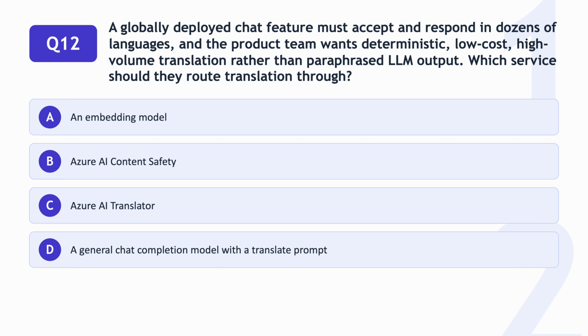Question 12. A globally deployed chat feature must accept and respond in dozens of languages, and the product team wants deterministic, low-cost, high-volume translation rather than paraphrased LLM output. Which service should they route translation through?